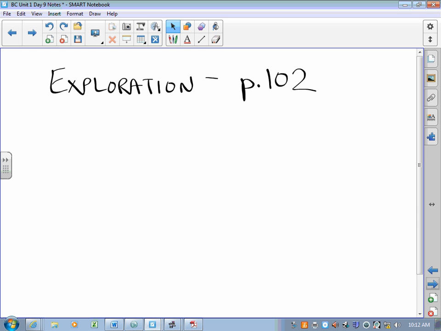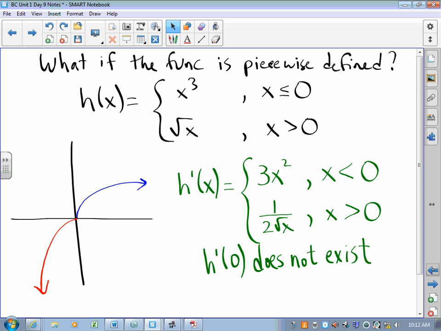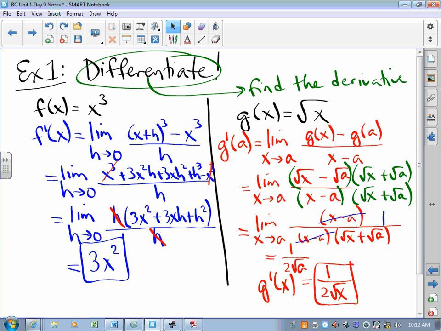Okay, so those are the big ideas. I want you to know what a derivative is. I want you to know how the definition looks. And I want you to be able to play the algebra game.